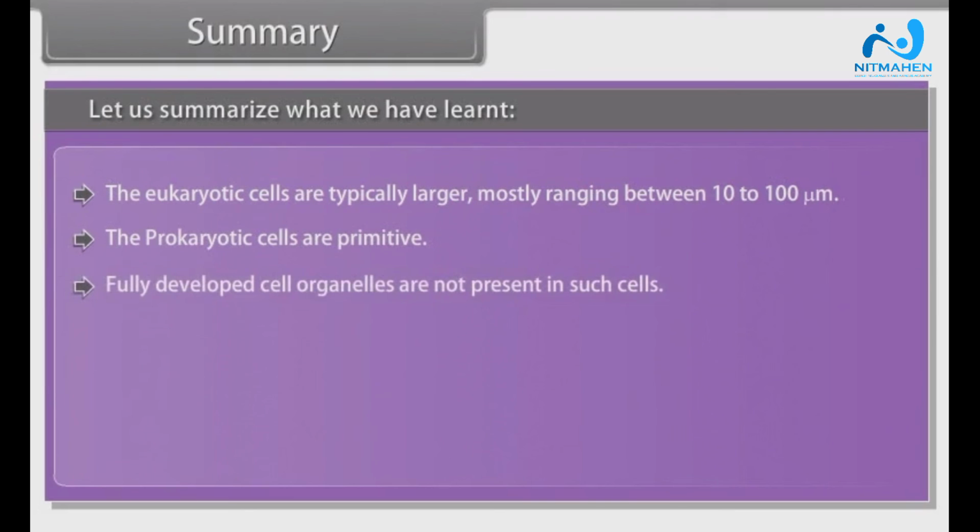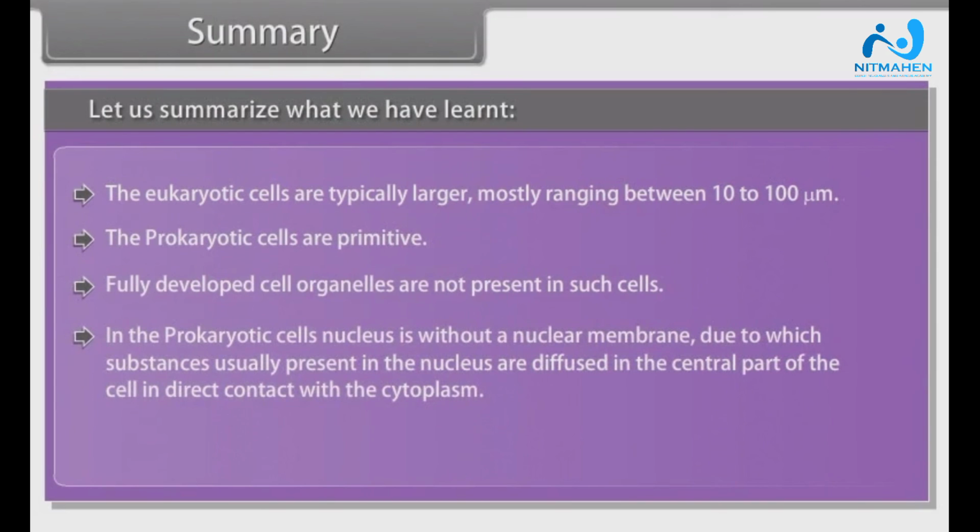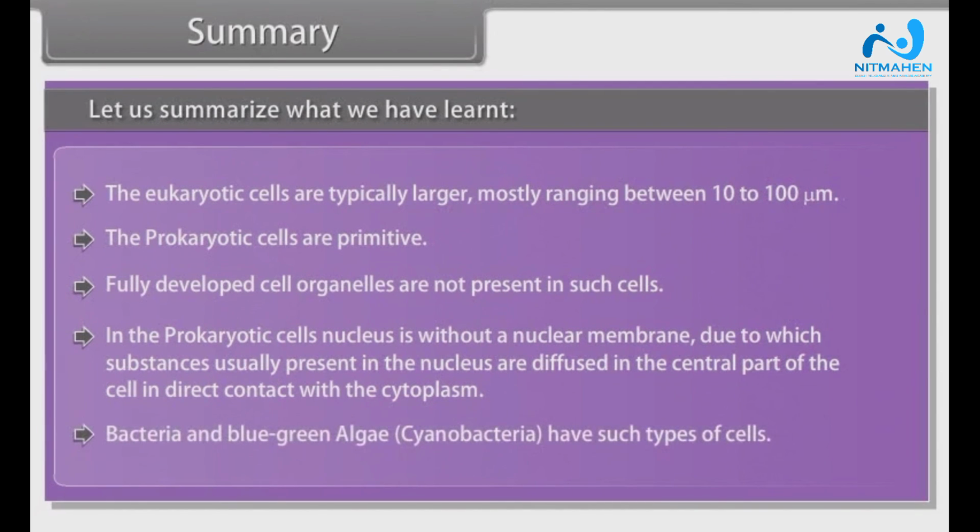Fully developed cell organelles are not present in such cells. In the prokaryotic cells, the nucleus is without a nuclear membrane, due to which substances usually present in the nucleus are diffused in the central part of the cell in direct contact with the cytoplasm. Bacteria and blue-green algae, that is cyanobacteria, have such types of cells.